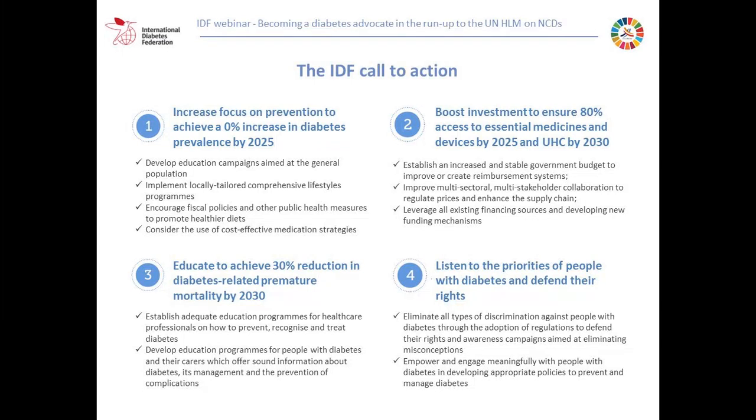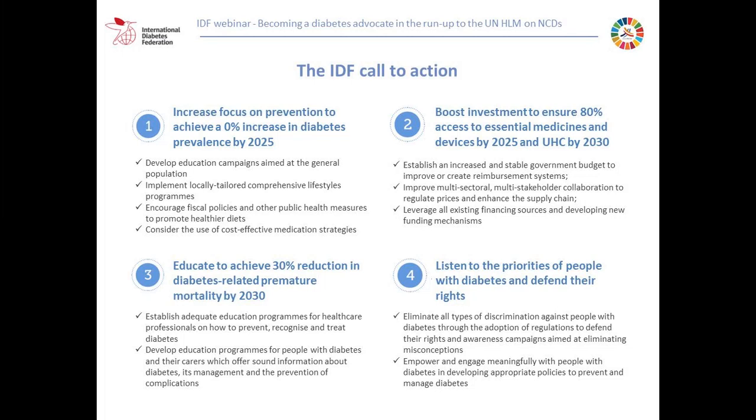The third component of the call to action is educating people to achieve a 30% reduction in diabetes-related premature mortality by 2030. So there is a double approach to this. Of course, people with diabetes and their carers need to receive enough quality information about diabetes, but also we need healthcare professionals to receive education on diabetes, because we know that this is a very important gap, and that actually, healthcare professionals in many countries do not count on the latest information about this.